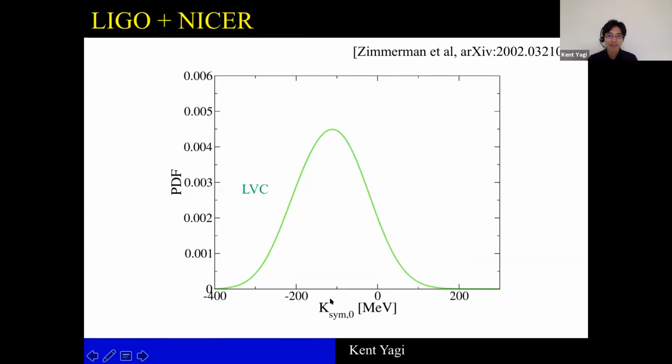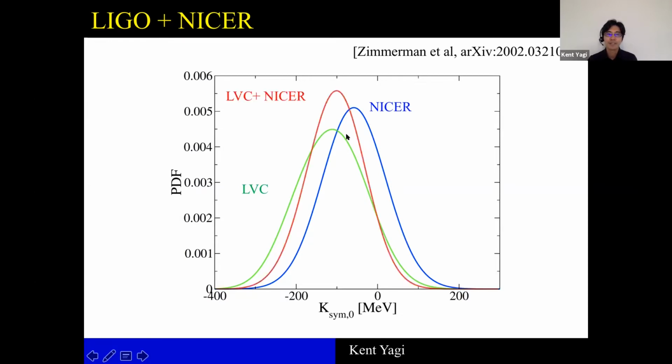And let's compare the outcome. So this green curve is what I already showed you earlier using gravitational waves alone. And then if I use NICER measurement alone instead, then the distribution becomes this blue one. There is a shift in the peak location. NICER prefers a larger curvature of symmetry energy because NICER prefers a different equation of state. And we can even combine these two different observations to get the combined probability distribution, which is shown by the red curve. And you can see that the central value of this K parameter is somewhere around -100 MeV.